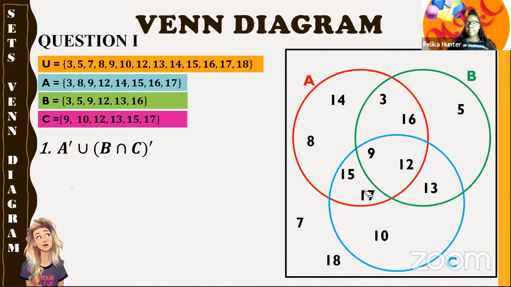All right. So we have the first question, which says A complement union open bracket B intersect C close bracket complement. So that's the first question. So what we're going to do now is to talk about what complement is. If I say A complement, the first thing that I want you to do is to write down A. And you already have A up here. So given that you have written down A, you don't need to come again and write it. You have it up there.